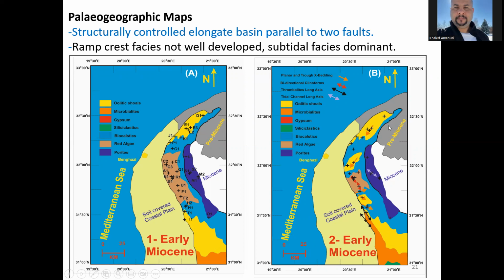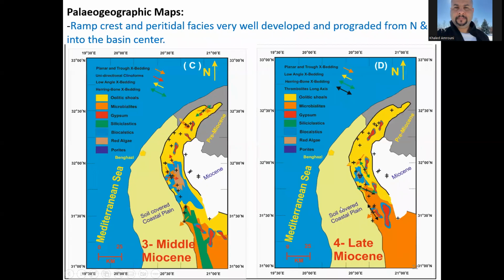In the second stage, you see more oolitic coming from north and south towards the center of the basin, and the volume of the red algae decreasing, shrinking. As we go from early to middle and late, we see more oolitic going towards the center of the basin, with the tongue of siliciclastic shale and sand coming from south to the basin, and some microbial brown color.